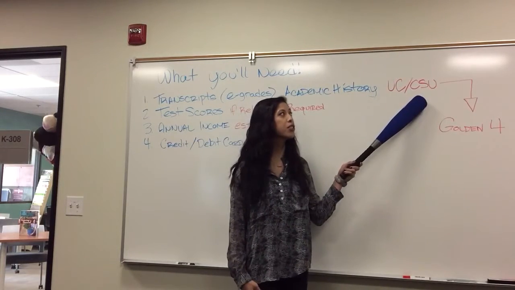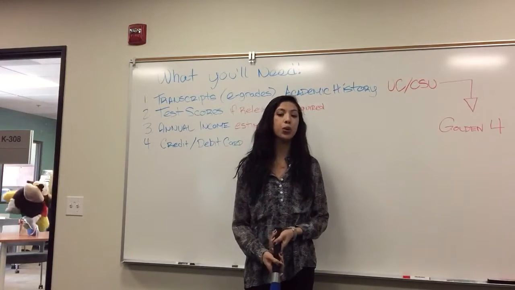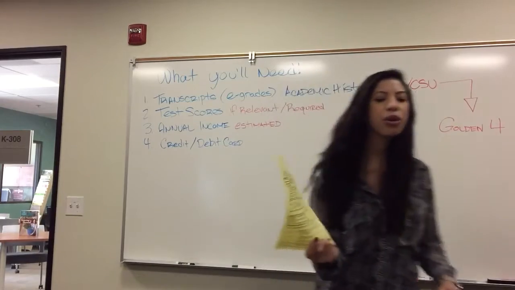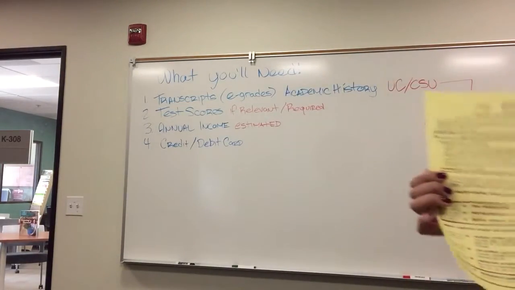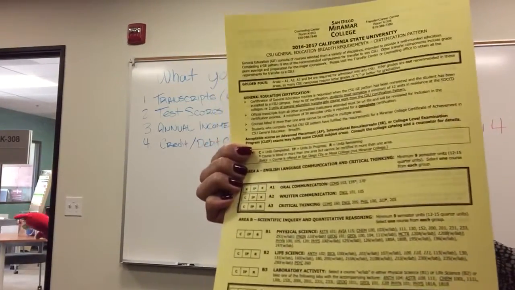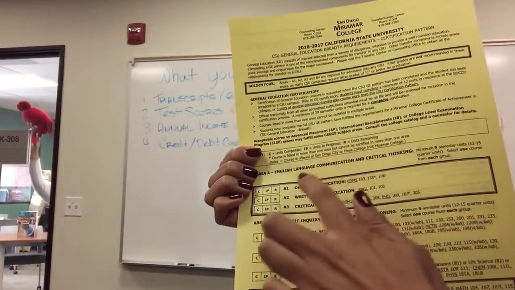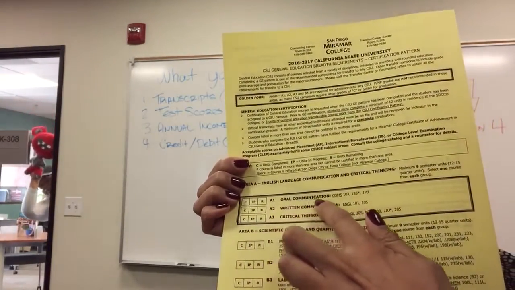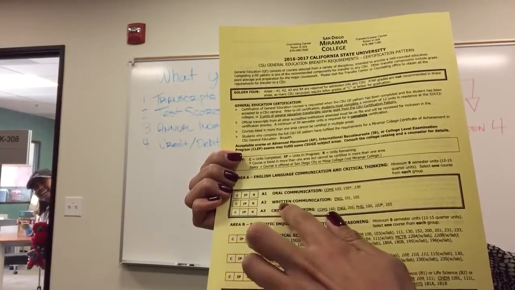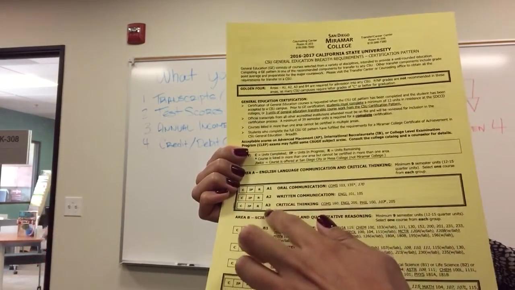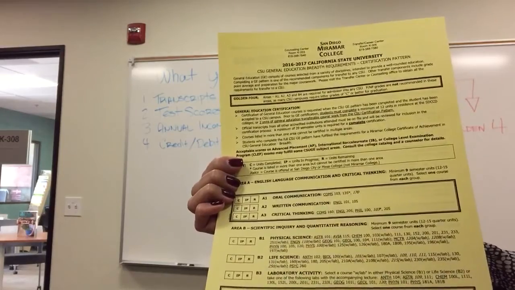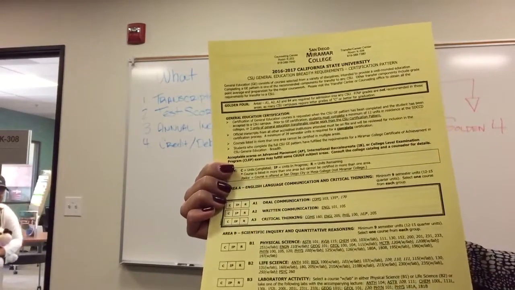Secondly, Cal State Universities are going to ask you to list the Golden Four. So the Golden Four you can find on the CSU GE, and they are going to ask you to say what courses you've taken for Area A1, which is oral communication, A2 which is written communication, A3 which is critical thinking, and B4 which is mathematics.